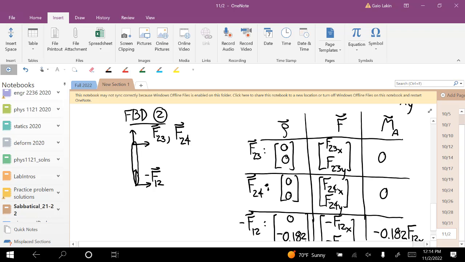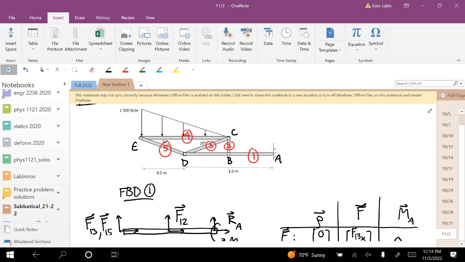Okay, and then is there another one you want to see? Yeah, the one I was most confused about was the free-body linear for 3. Okay.